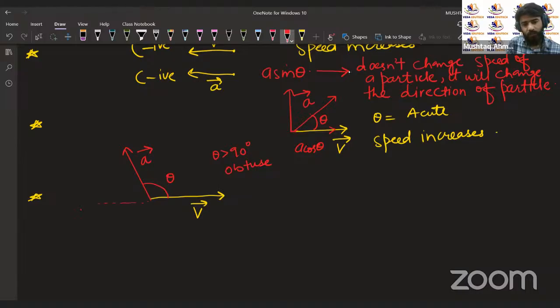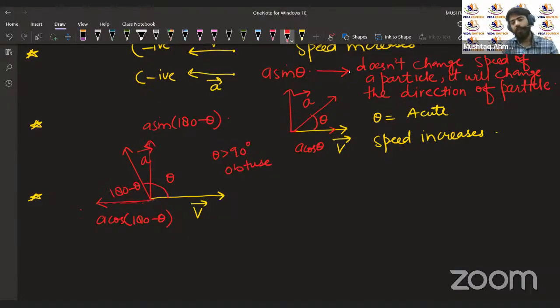If we resolve this acceleration vector into two components, if this is theta, then this is definitely going to be 180 minus theta, right? Or we can say that this component of this acceleration will be a cos(180 minus theta). And this component here is going to be a sin(180 minus theta), right?